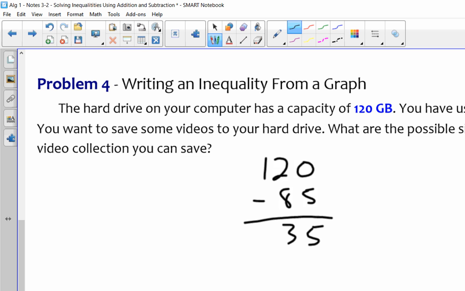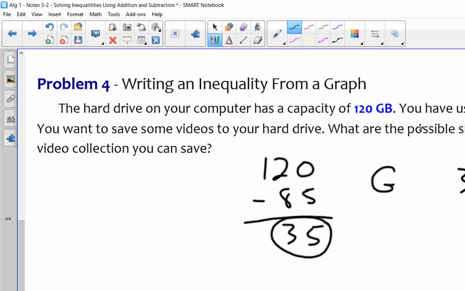Okay. So in this particular question or statement, I want to use something that relates to the problem as my variable. My variable here is the size in gigabytes, so I'm going to use G. And what are the possible sizes of the video collection you can save? Well, I only have this much left, so could I save up to 35? I think I can. Could I save more than 35? Well, I can't, because that's all I've got left.